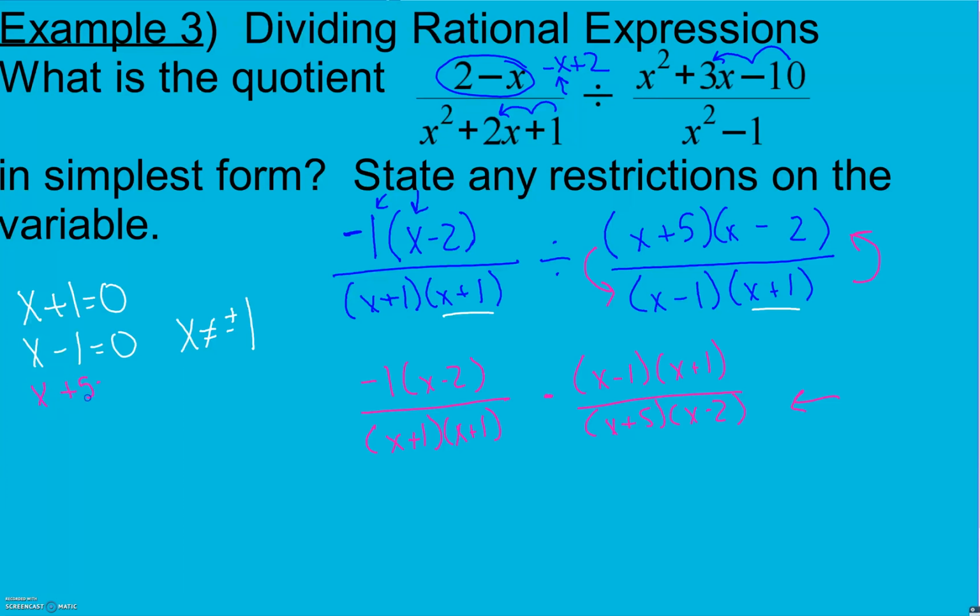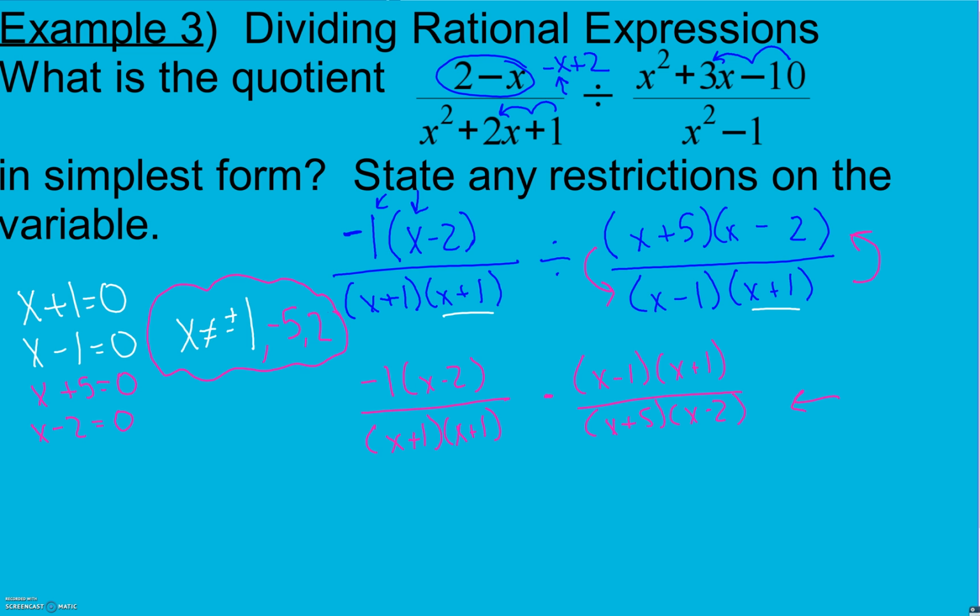X plus 5 cannot equal 0. X minus 2 cannot equal 0, which means in addition to the plus or minus 1, x cannot be negative 5 or 2. And those are all the restrictions on my variable.